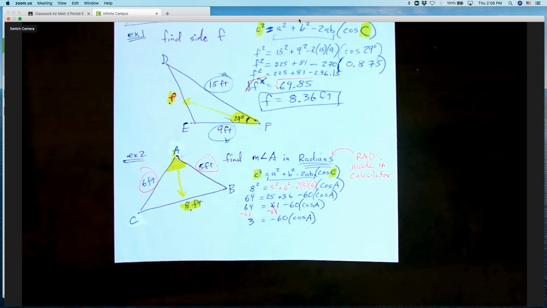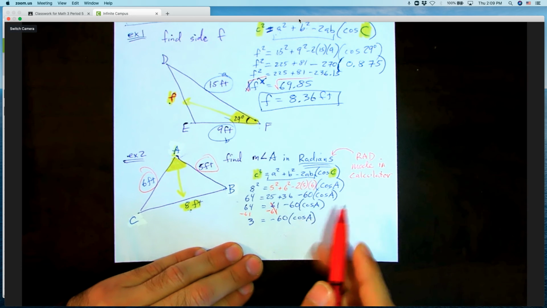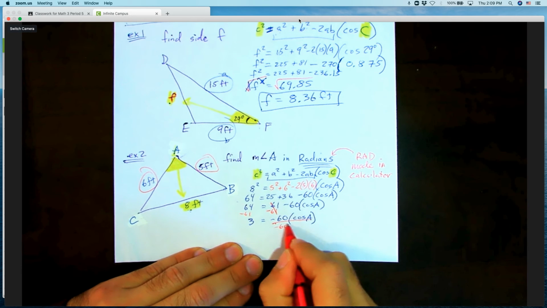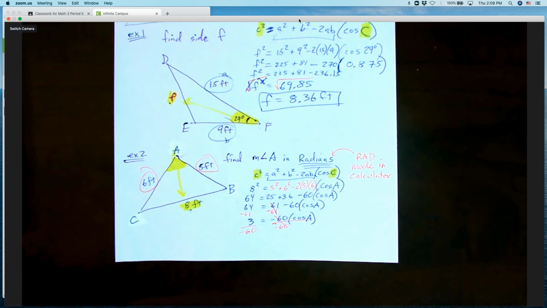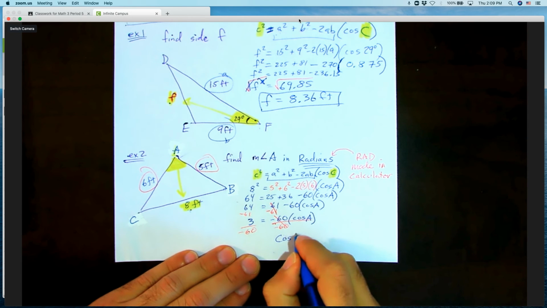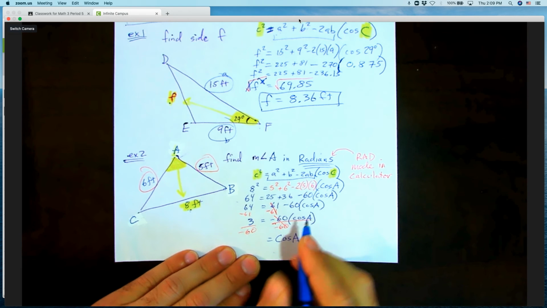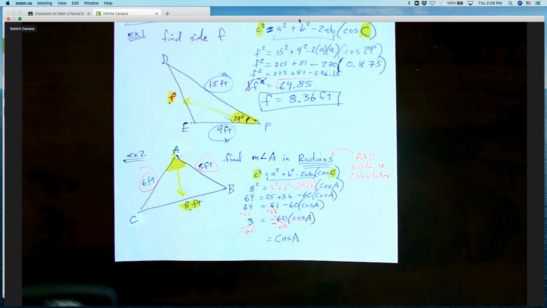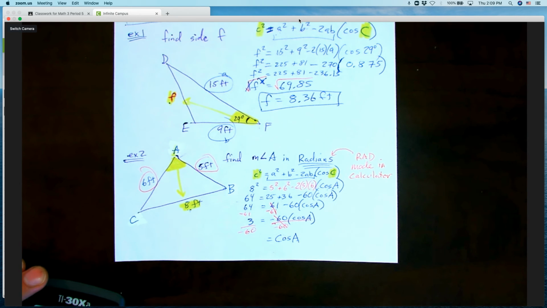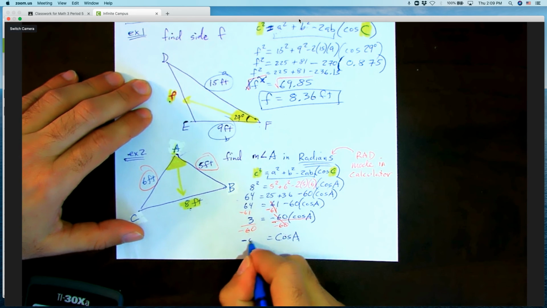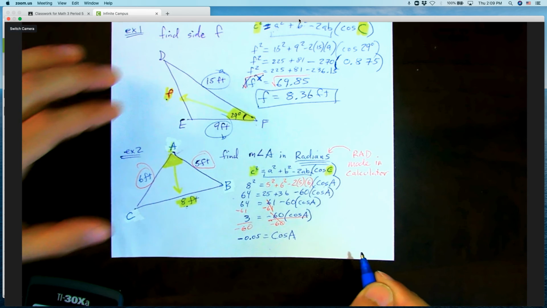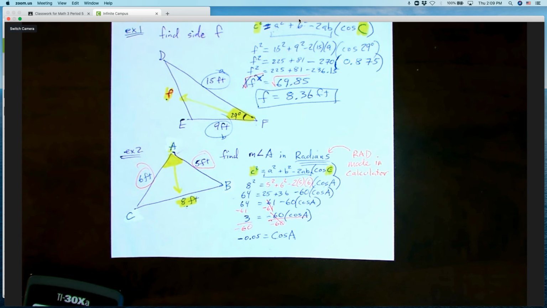All right, I want to get further. I want to get to cosine of A, so I need to divide by negative 60. That's going to cancel our negative 60. Now we've isolated it. Cosine of A is equal to, what is 3 divided by negative 60? Let's see. 3 divided by negative 60. Ooh, that's cool. Negative 0.05. Oh, well. We've arrived here, have we?